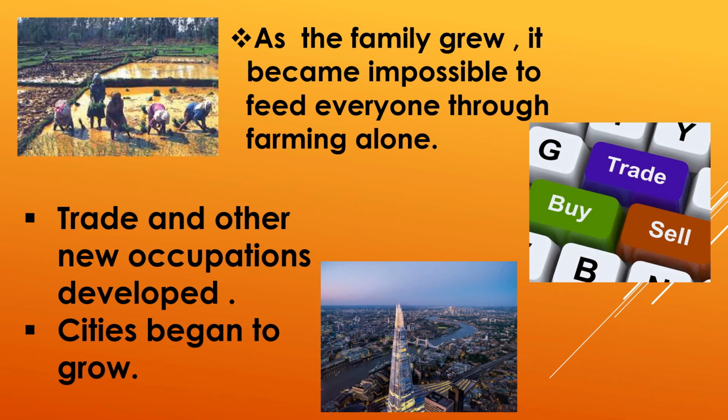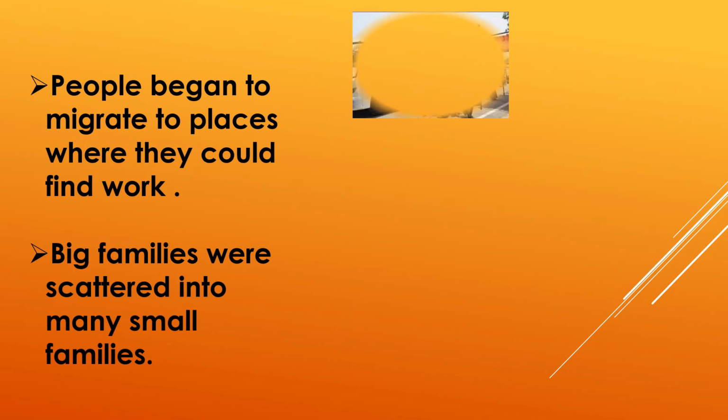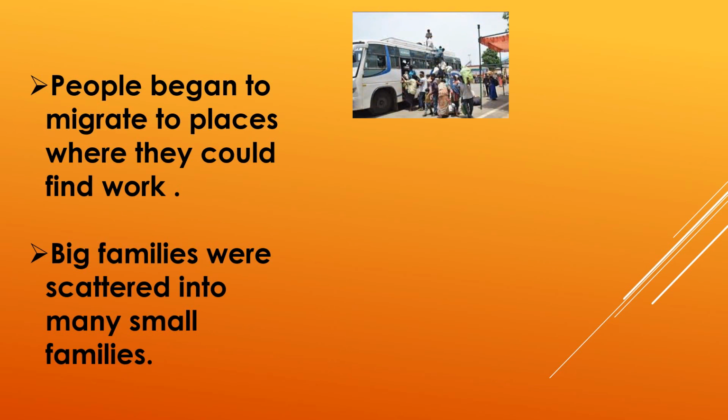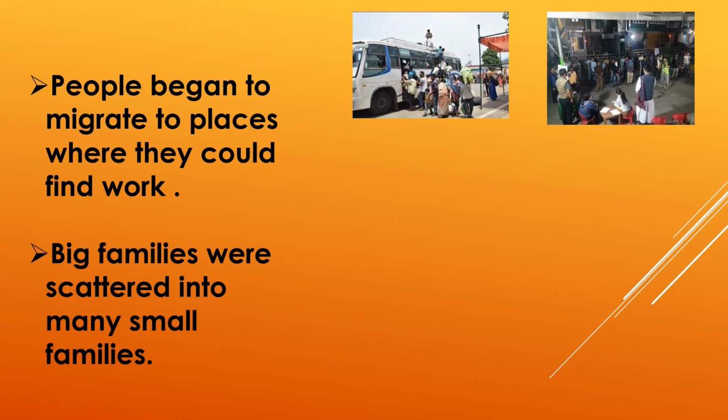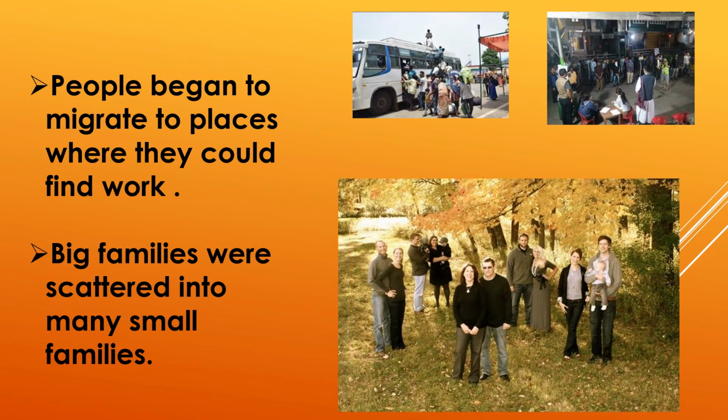As the family grew, it became impossible to feed everyone through farming alone, the farming occupation. The trade and other new occupations developed. What is the meaning of trade? Buying and selling goods and services. Cities began to grow. People began to migrate to places where they could find the work. The big families were scattered into many small families.